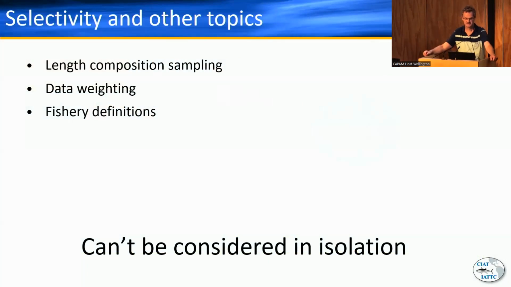To start off, I just want to mention that you can't really look at selectivity on its own. There are a lot of things in integrated assessment that it gets confounded with, and some of the big ones are the length composition sampling, the quality of that, and their sample sizes. Then the data weighting too, and also fishery definitions, particularly if you're going in with an areas-as-fleets type approach. So that will come up throughout the presentation, and also in the presentations we've already seen, like the previous one talking about selectivity.